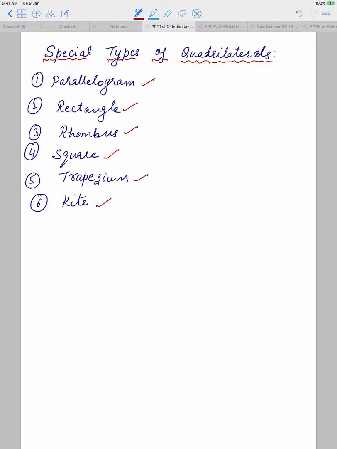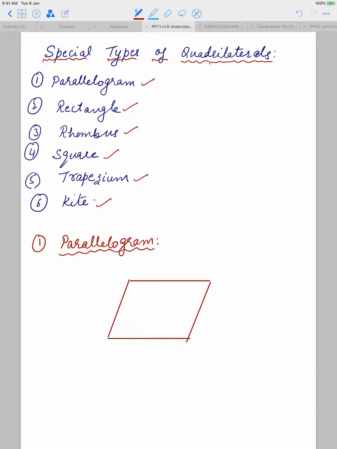I hope you all have heard the names of all these quadrilaterals. Okay, now let us learn in a little more detail about these quadrilaterals. First one is a parallelogram. Now, what is a parallelogram? When you look at the name of this figure, parallel means a quadrilateral in which the opposite sides are parallel. That is known as a parallelogram.